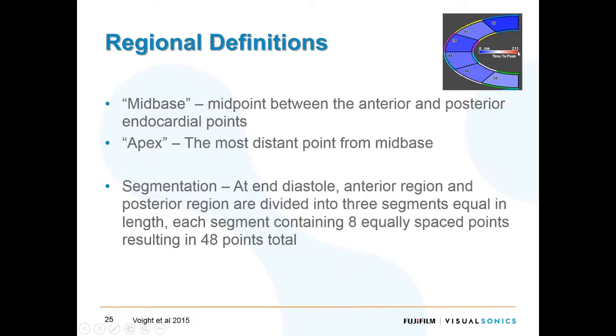And then that apex is an important area because the anterior wall is going to be from that apex to the top of the heart, and that's divided into 3 different segments. And then from the apex below is the posterior wall, which is also divided into 8 different segments. And each segment contains 8 equally spaced points, resulting in 48 points total. So that's how the segmentation happens in the heart.